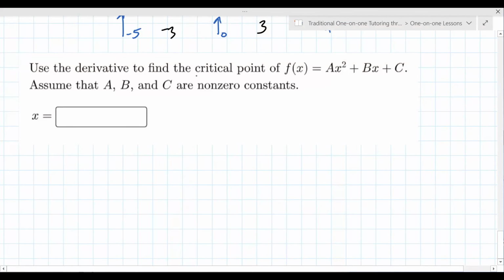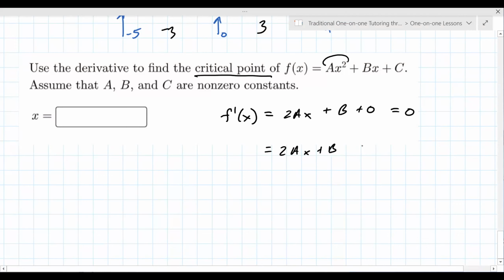So the way to find critical points is to take the derivative. The derivative of this, using the power rule, we bring the 2 down, so it's 2ax, and then you subtract 1 from the exponent, plus b, plus 0. So you set it equal to 0. You're setting 2ax plus b equal to 0, and you're solving for x. Sometimes you lose track of what you're solving for. x is minus b over 2a. So that's what they're looking for here.